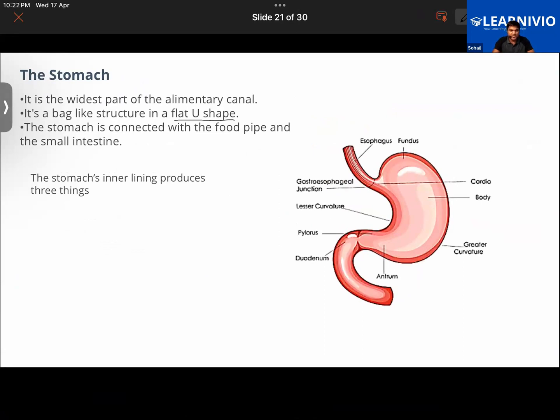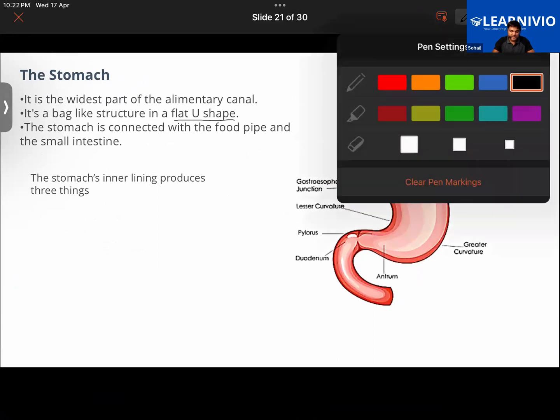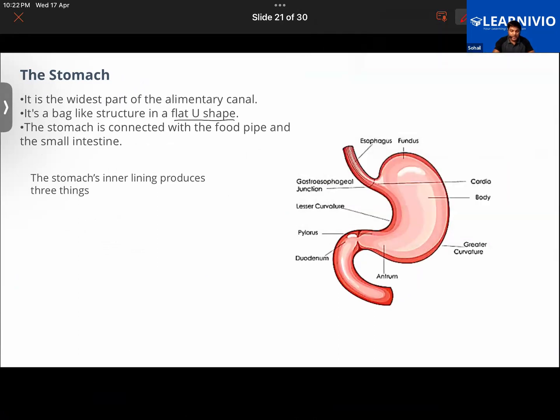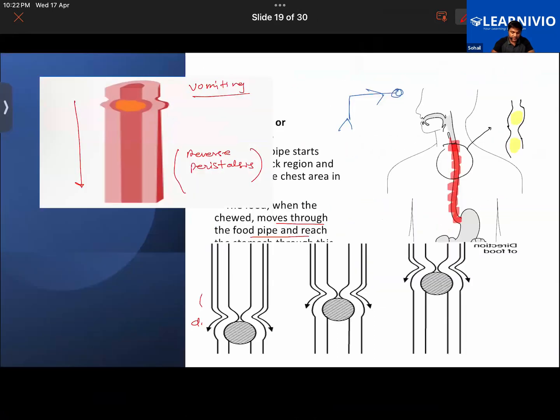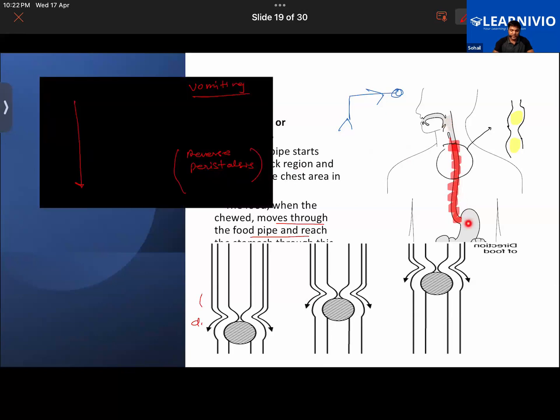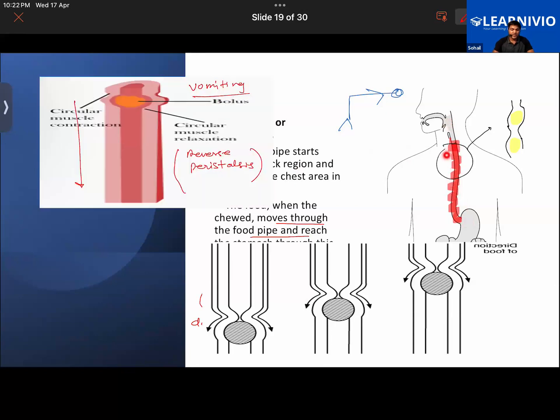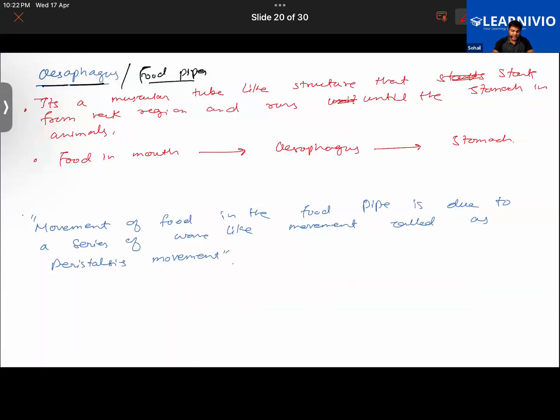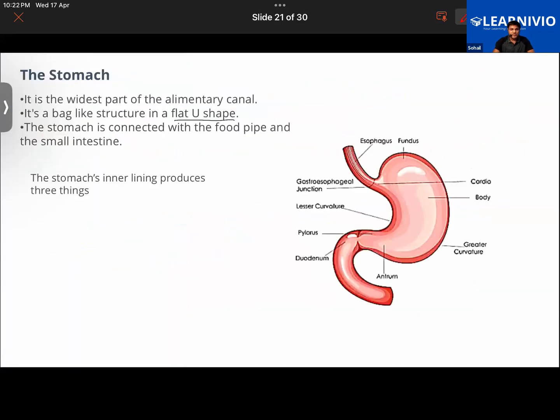Anyway, that's not that important, but the main thing is how does it function? What does it do to the food? Moments ago we talked about the food pipe. In the food pipe, nothing is broken down. The food goes from the mouth to the stomach as it is. Nothing is secreted in the food pipe, no enzymes, nothing. So do keep that in your mind. The stomach is connected with the food pipe, and here you can see the esophagus ending.